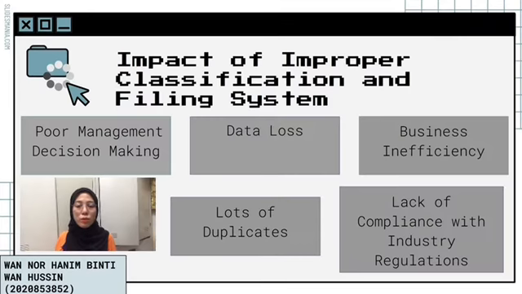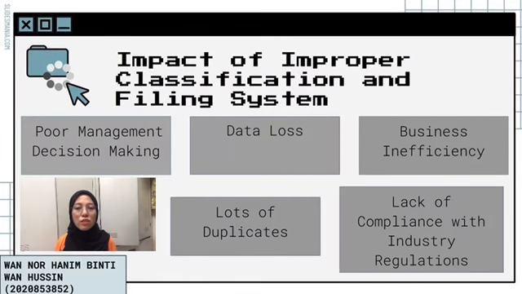The impact of improper classification and filing system to organization. Management decision making. Without the proper documents, an organization risks making unfounded decisions resulting in losses, corruption, and mismanagement. Data loss. The larger a business and its record archive are, the more important it is that there is a backup plan in place in case the primary copies of records are somehow destroyed or lost.